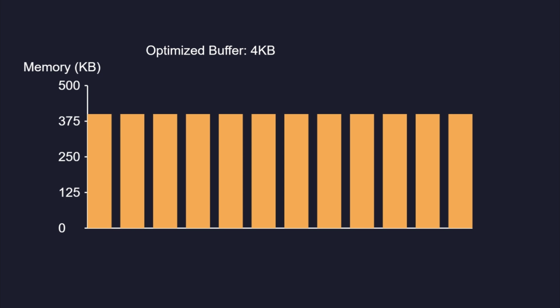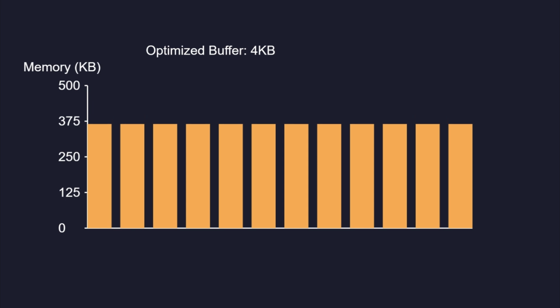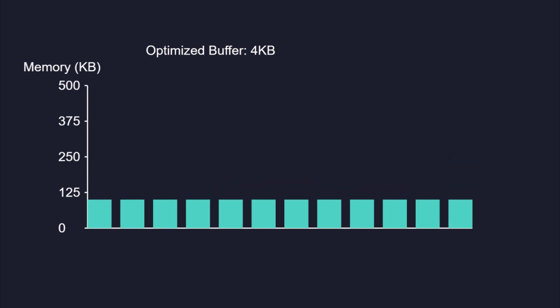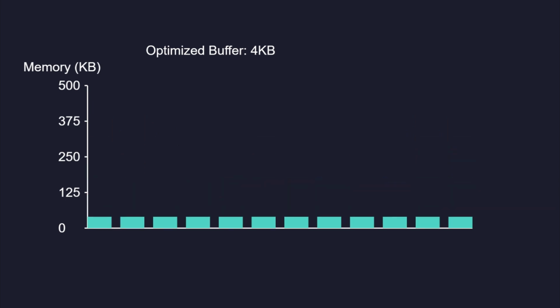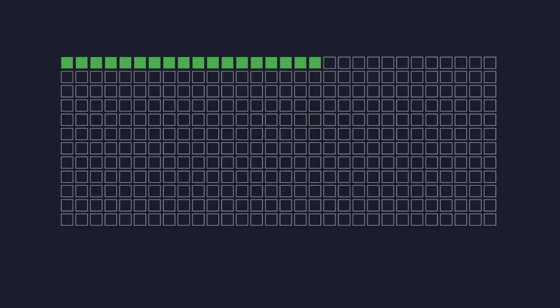Set the minimum and default transmission control protocol read and write memory values to 4 kilobytes. This allows the kernel to scale down memory usage for idle connections while still providing room for active data bursts. This optimization can reduce your total memory footprint by over 100 gigabytes at peak.